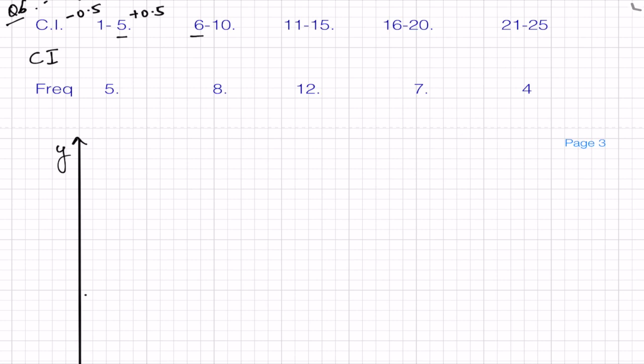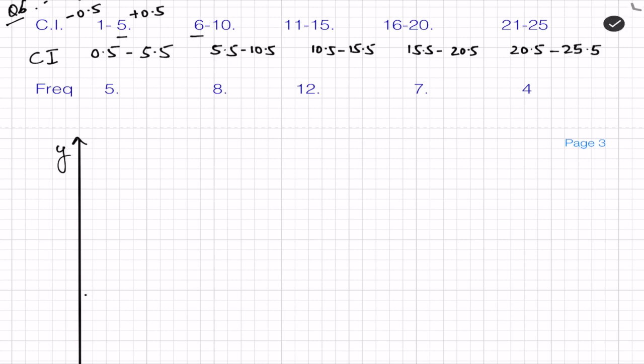So after subtracting, we can see the first class interval is 0.5 to 5.5. Next class interval is 5.5 to 10.5. Next is 11 minus 0.5, that is 10.5 to 15.5. Next 15.5 to 20.5, and the last is 20.5 to 25.5.